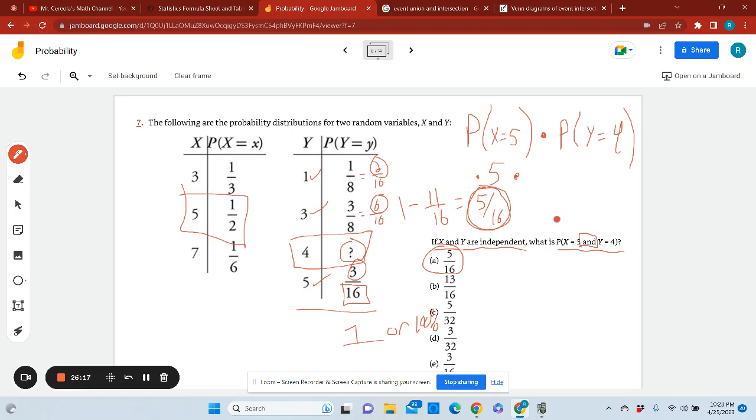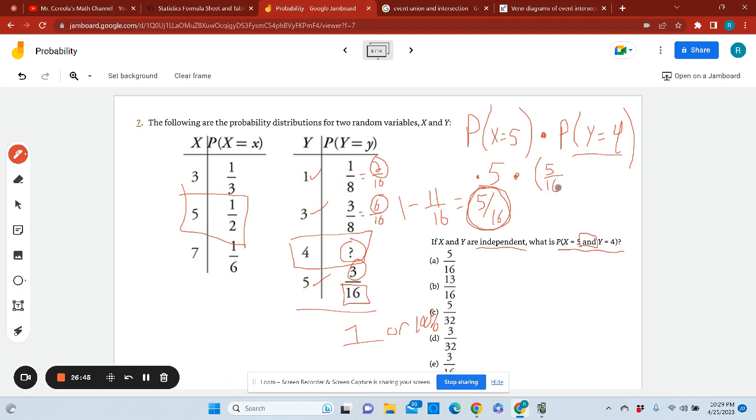Wait, hold on. Did I do something wrong? Oh, geez. I did do something wrong. Oh my gosh. 5/16 is the right probability for Y equals 4, but I forgot to come back to the beginning and multiply them together, right? So that was silly.